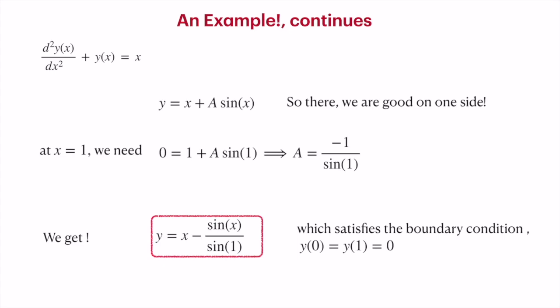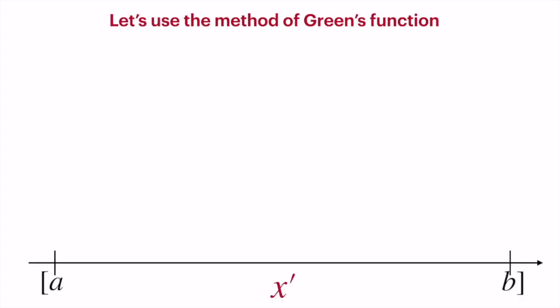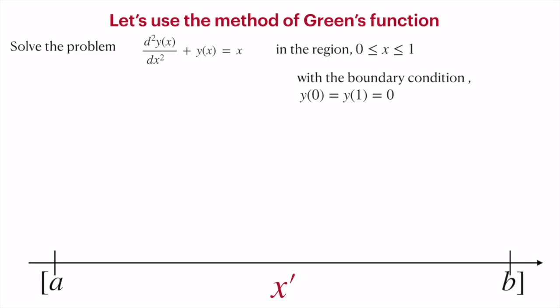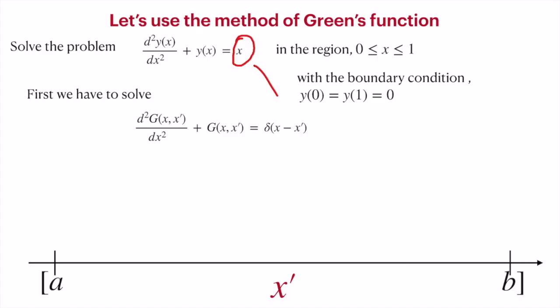So this is in fact a rather trivial thing which I dragged out too long. Let's try to solve this using the method of Green's function. We have a and b which are 0 and 1, and then we have to solve this differential equation with the boundary condition. Now the first thing we need to do is to solve for the Green's function, that is, replace the source term by the delta function, and what we get is a Green's function which is a function of x and x prime. So we get d square g by dx square plus g is equal to delta of x minus x prime.